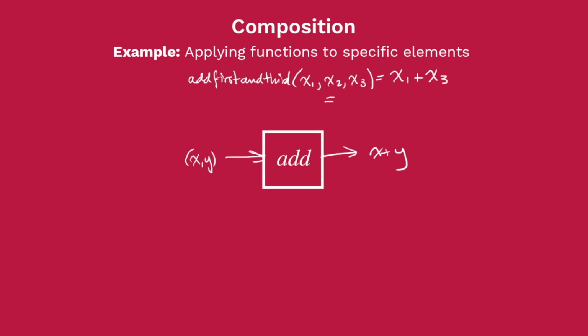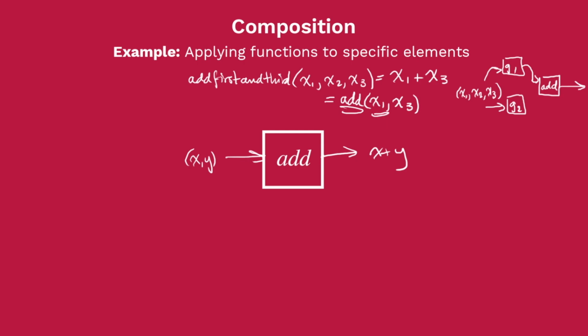Okay, so let's look at what we've got. We've already got the add function, and clearly this is equal to add of x1 and x3. So the composition of this is, it looks like add is going to be our f function, and add takes 2 arguments, so we're going to have 2 g functions, and the input is 3 arguments, so we're going to have x1, x2, x3 going into our 2 g functions, and we'll call them g1 and g2. And g1 we want to return x1, right? And g2 we want to return x3. So g1 of x1, x2, x3 is equal to x1.